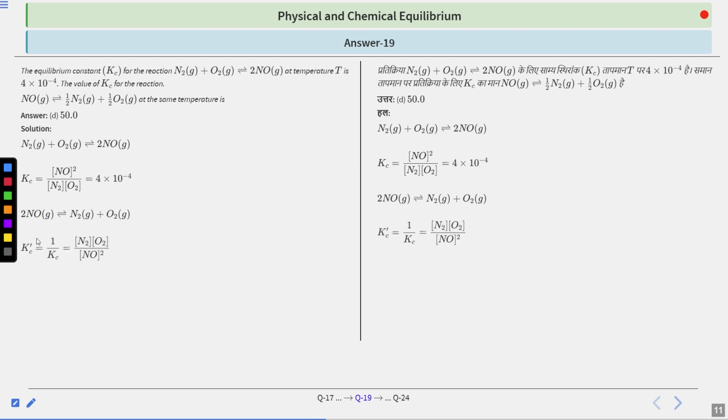Therefore our new equilibrium constant for this equation becomes 1 by Kc of the initial one. So your new equilibrium constant, which is K dash c, becomes 1 by Kc. That is N2 times O2 by NO whole square. See, these are now the products, and this is the reactant, and this is the stoichiometric coefficient. Upon doing this, we get 1 by 4 into 10 to the power minus 4, which will give us 10 to the power 4 by 4.